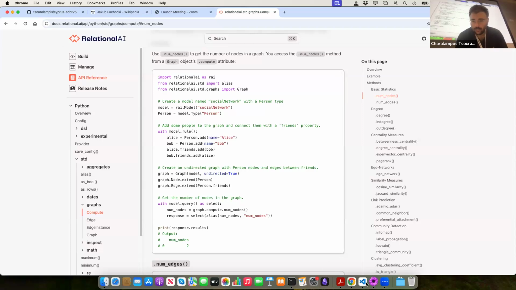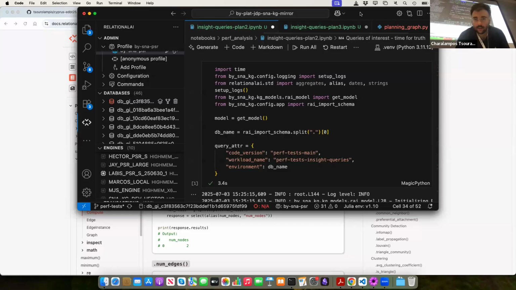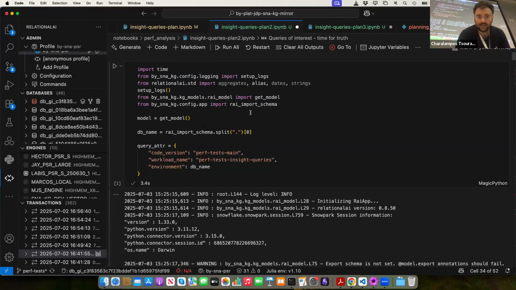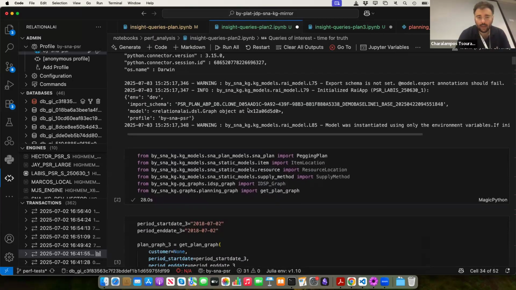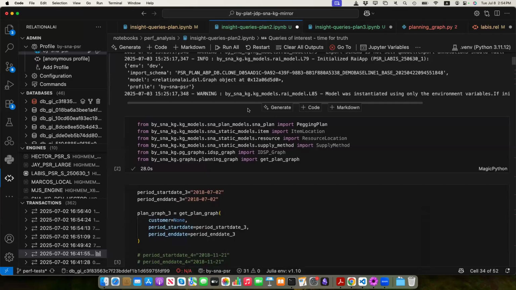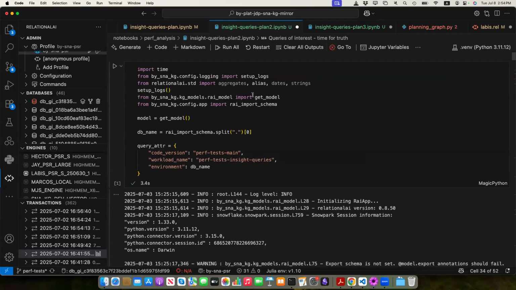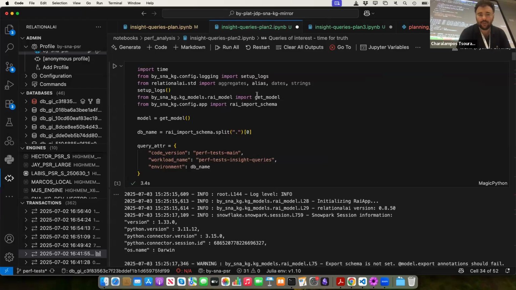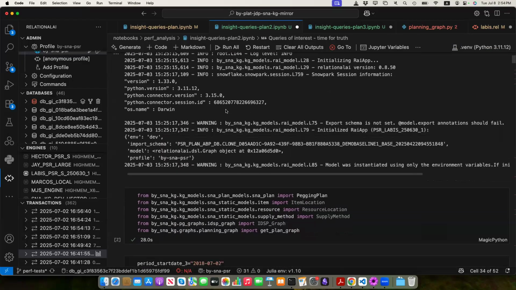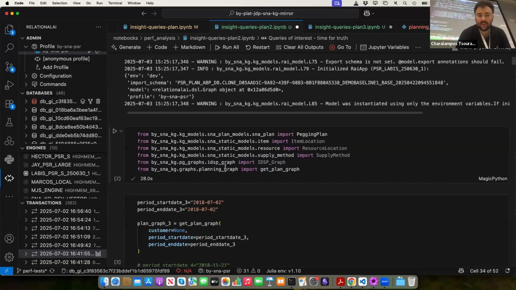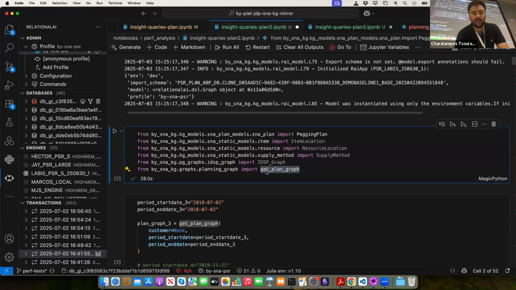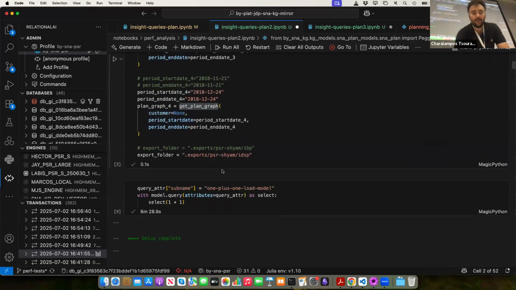This is a very small demo. In reality, it's a bit more complicated. What I want to show is that you basically do some imports, you create a model, and in reality, creating the graph from the data that lives on Snowflake is, this is a supply chain example. It's encoded as this function which lies in another file. You get the graph, and then you can query the graph.